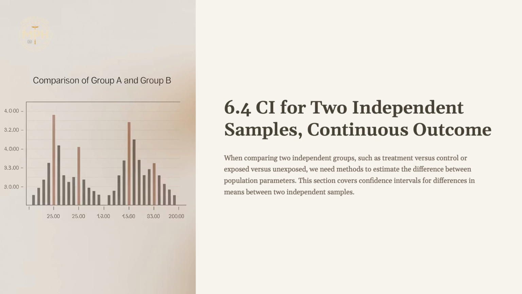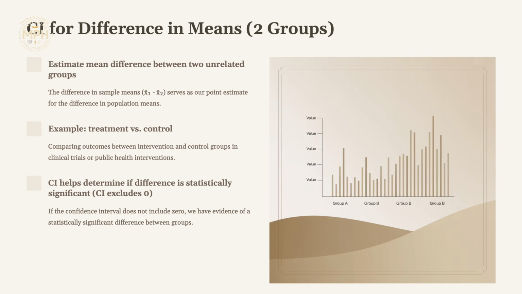Fourth is CI for two independent samples, Continuous Outcome 6.4. When comparing two unrelated groups, like a treatment group and a control group, we estimate the difference in means. The confidence interval tells us how different the groups are and how precise that estimate is. Subtract the two sample means. Then add and subtract the critical value times the square root of the variance of each group divided by its sample size. If the CI does not include 0, we can infer that the difference is statistically meaningful. Example, comparing average cholesterol between two diet groups.